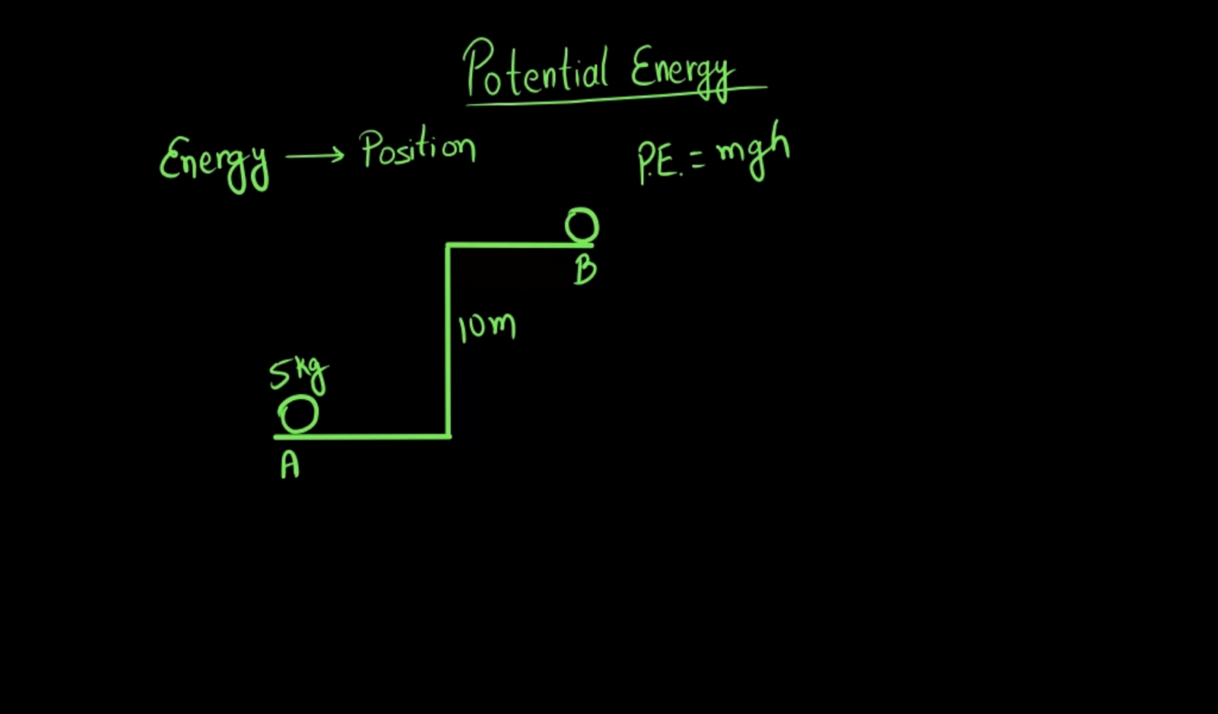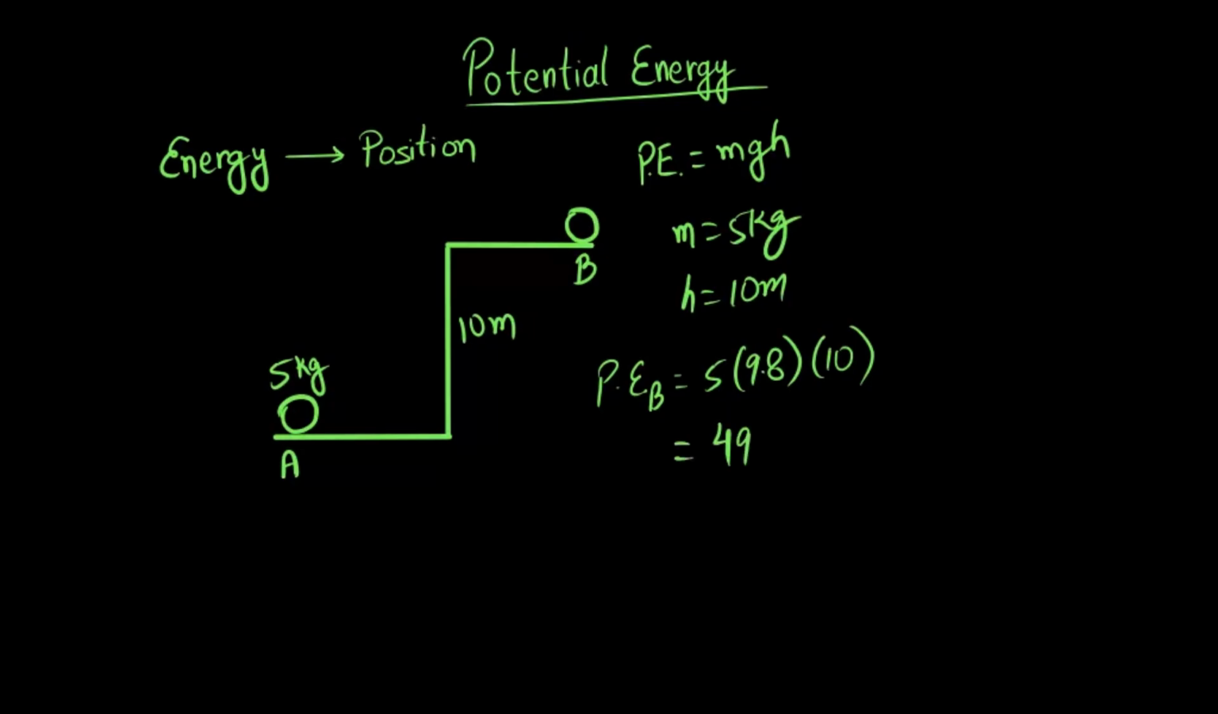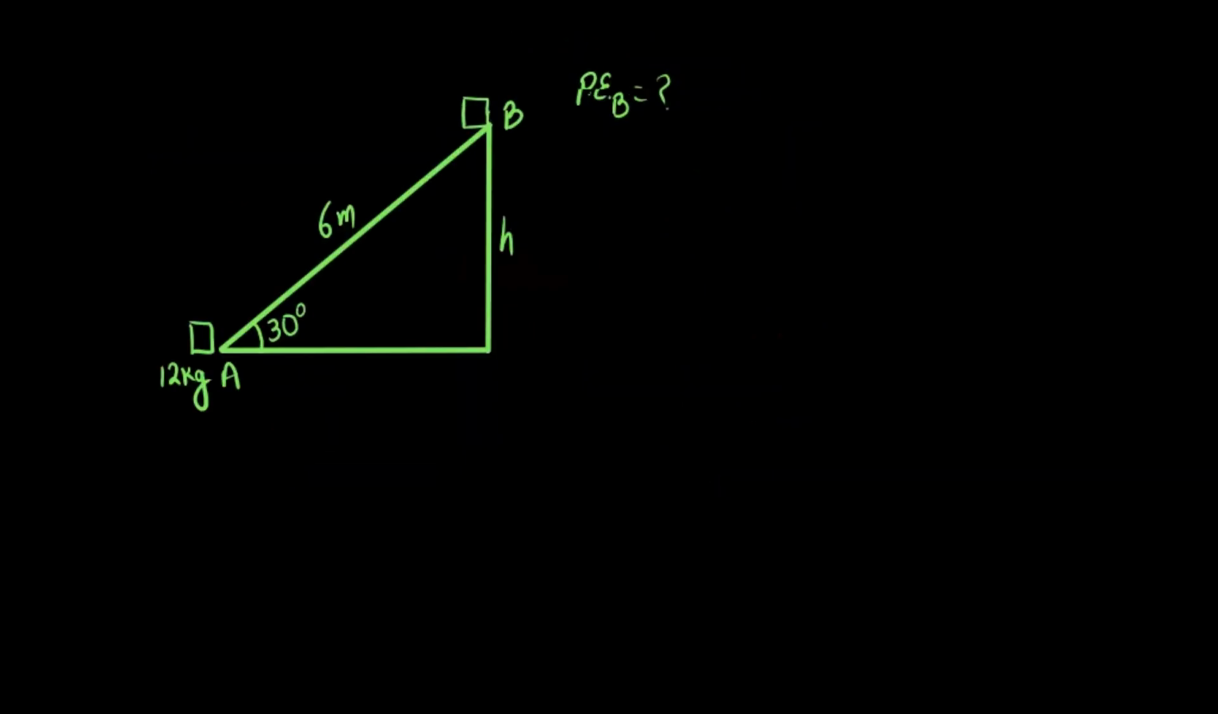Here we have the mass as 5 kg. Let's write the given information. And the height is 10 meters. The potential energy at point B would be given by this. All we do is plug in the numbers. So we have the potential energy at B as mass, which is 5, g 9.8, times h, which is 10. It should be 490 joules. It's actually that simple.